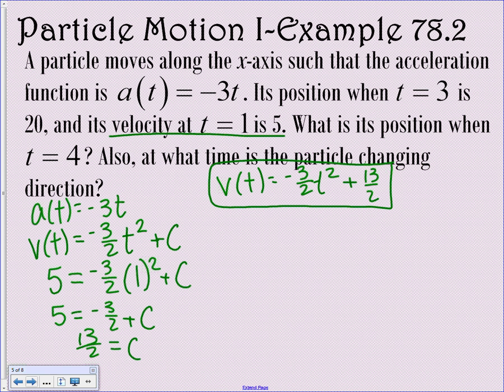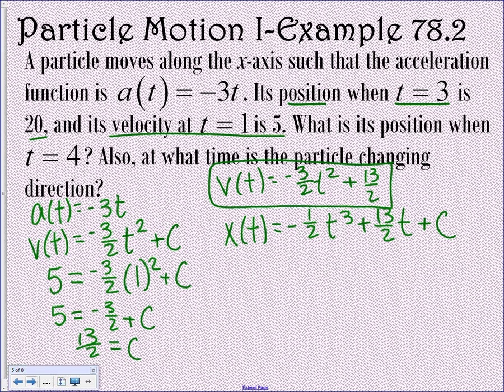Okay? So now you have to find the position function. You're going to integrate your velocity to get your position. So if you integrate negative 3 halves t squared, you end up with negative 1 half t cubed, plus 13 over 2 t plus c. And so now the position when t equals 3 is 20. So we have 20 equals negative 1 half 3 cubed plus 13 over 2, 3, and then plus c.